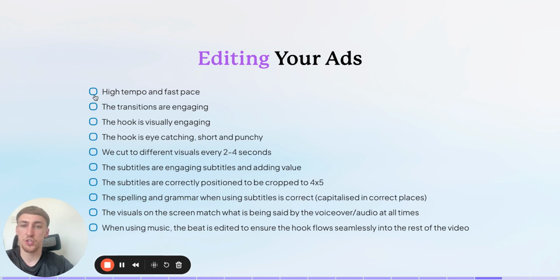So that's why we're going to be talking about how we'd be editing your ads. So these are the checklists that we'll be following to make sure that the editor makes this engaging, as organic as possible. So high tempo and fast pace. All transitions are engaging. The hook is visually engaging. This is crucial. We'll always be making variations of the hook to make sure that people watch past the first 5 seconds, because you can have the best framework in the world, but if no one watches it, then it doesn't matter. So the hook is eye-catching, short and punchy.